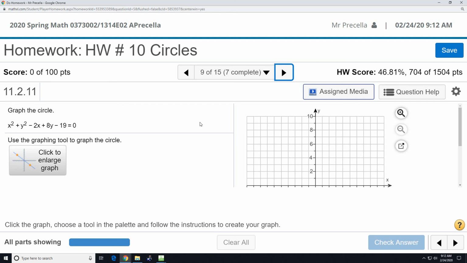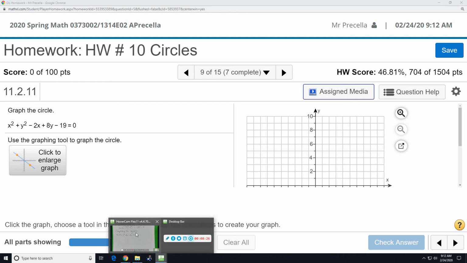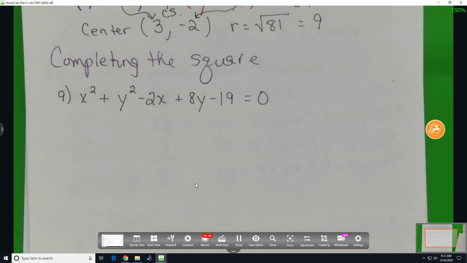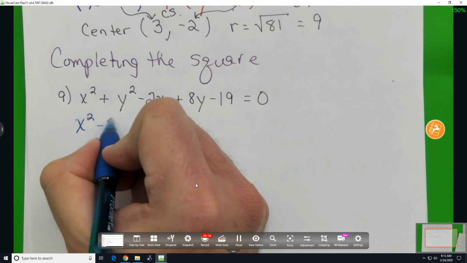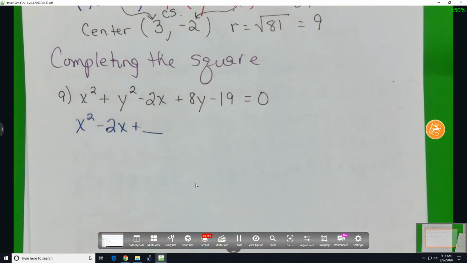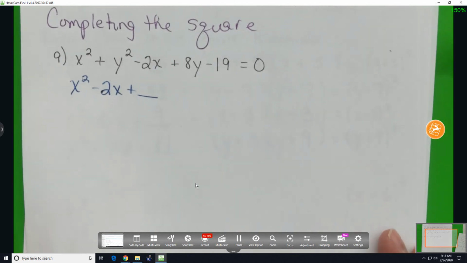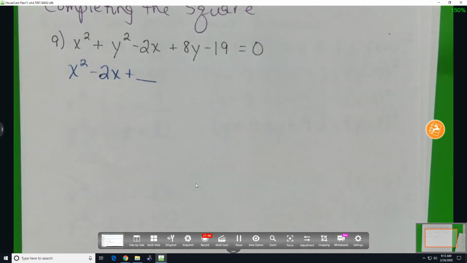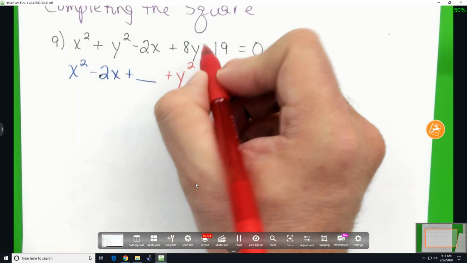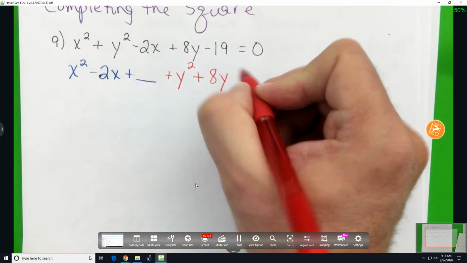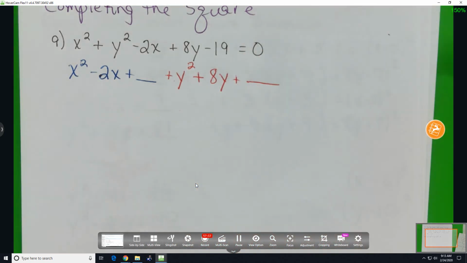On this one, notice it doesn't say find the center and radius. All it says is graph the circle. So in order to graph that circle, you've got to know that center and radius. So let's start off grouping the x's together. That would be the x squared and the minus 2x. Let's go ahead and put a plus blank there. And group the y's. Y squared plus 8y. Put a blank.